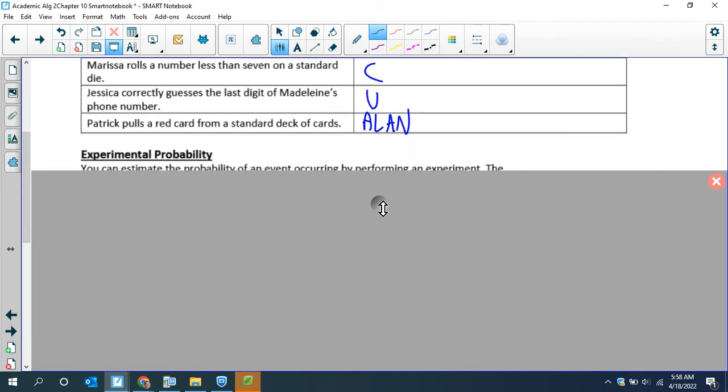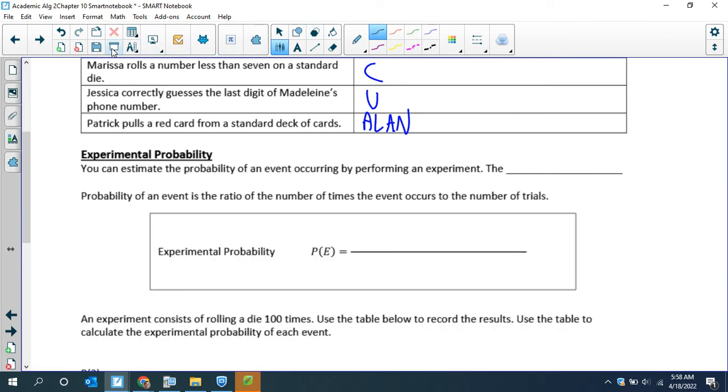All right, as we go into experimental probability, experimental probability says you can estimate the probability of an event by performing the experiment. The experimental probability of an event is the ratio of the times the event occurs to the number of trials. So this P represents probability and E is the event. So whatever the probability of the event is.